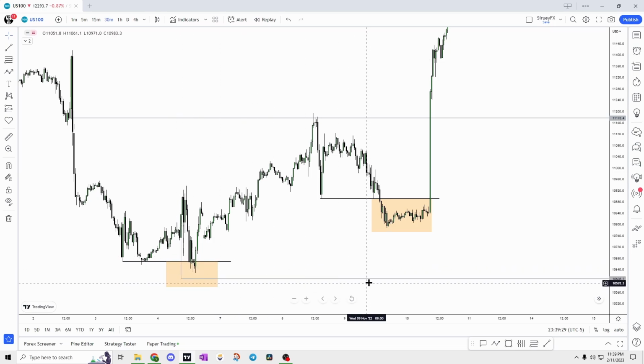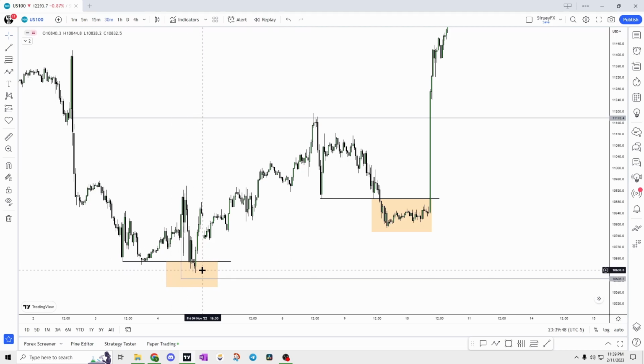They would point out these lows. But then you really have to pay attention. What are these lows doing? They're taking out this low right here, and then they're snapping right back into the range. This is a stop hunt.